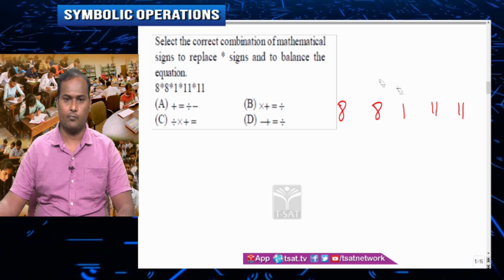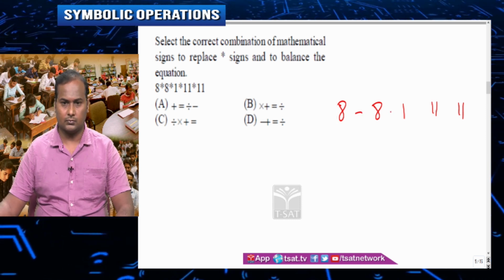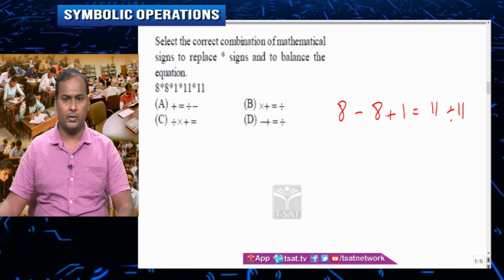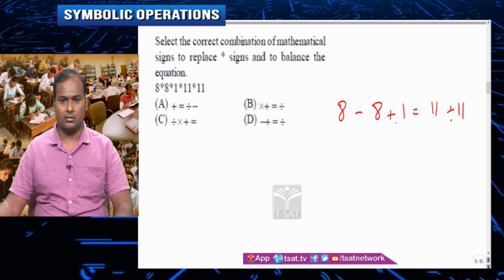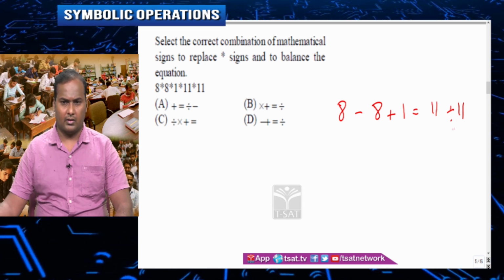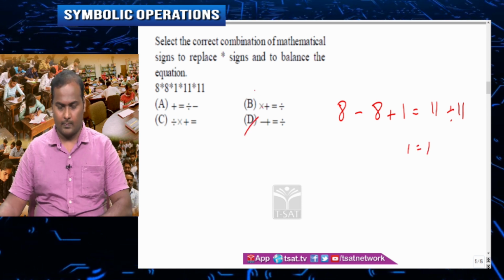Now come to option D. In option D: minus, plus, equal, division. The moment you see 8 minus 8, then plus 1, then 11 divided by 11, you will get 1 equal to 1. So option D will be your answer.